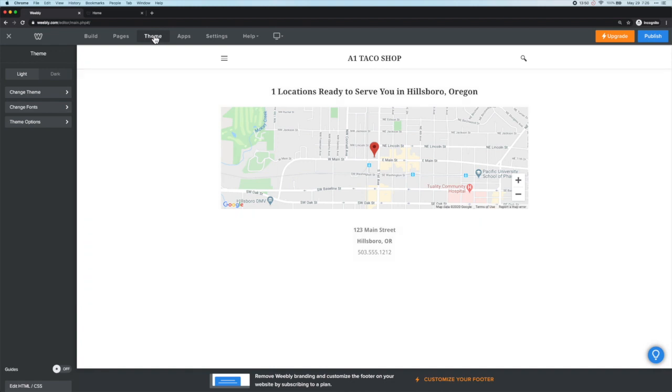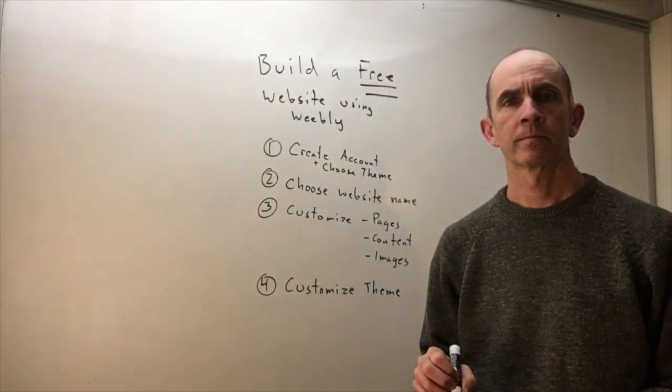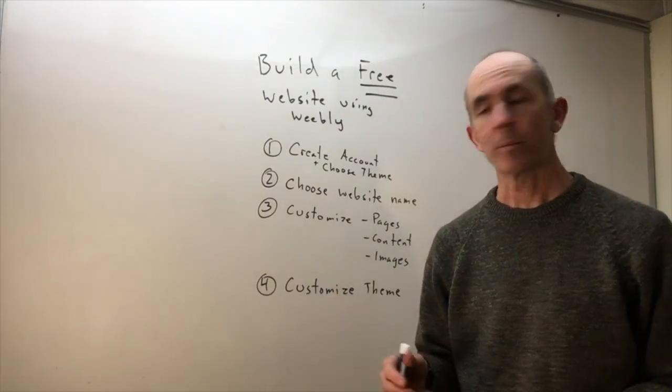If I go to the theme, we have an option of changing the theme. If you ever didn't like your theme and wanted to shift to something else, you could do that. I want theme options, and usually there's a few here. It's such a small site, I don't need a search box, so I'm just going to turn it off. And instead of collapsing the navigation, I'm going to turn this off. I want navigation expanded. You see it expands right here. And I think I like that. And finally, the last step, publish and enjoy your website.